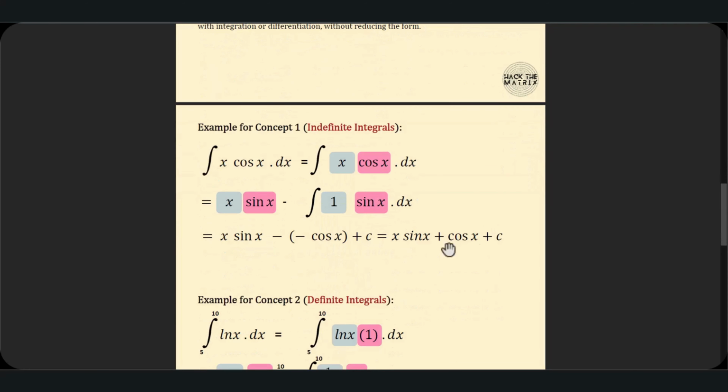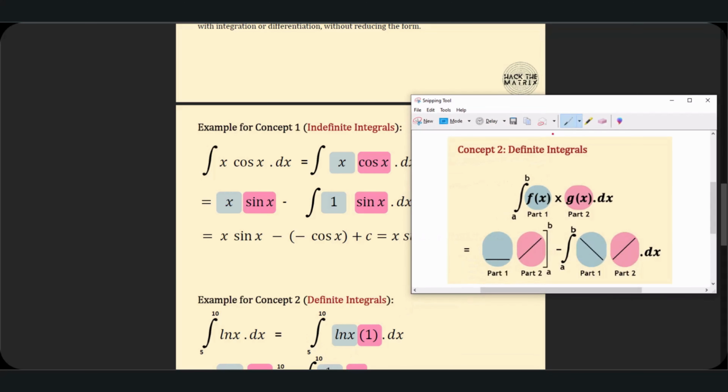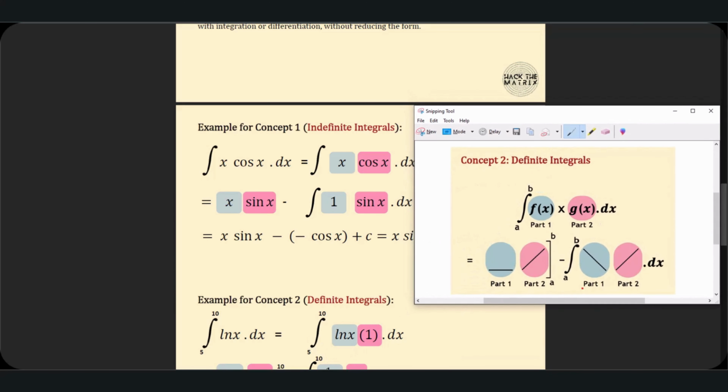Moving down, we have an example for concept 2, which is definite integrals. As you can see here, we have the limits, and they are from 5 to 10. This means it's a definite integral, and we have an inverse of an exponential function, which is ln of x with respect to dx. Let me pull the technique so we have a reference for our application here. We need to identify which part is part 1 and which part is part 2. ln of x is a function that we know for sure its derivative, which is 1 over x. It's a well-known derivative. However, it's difficult for us to integrate ln of x.